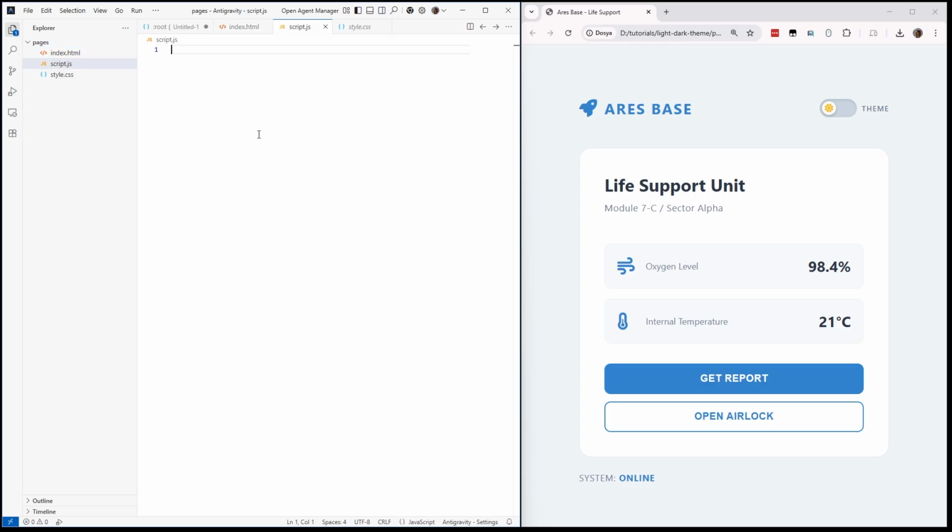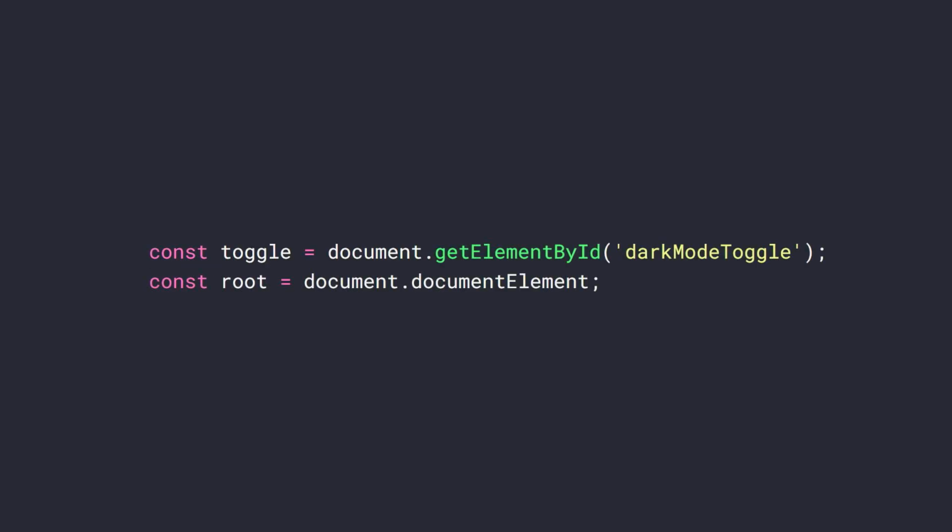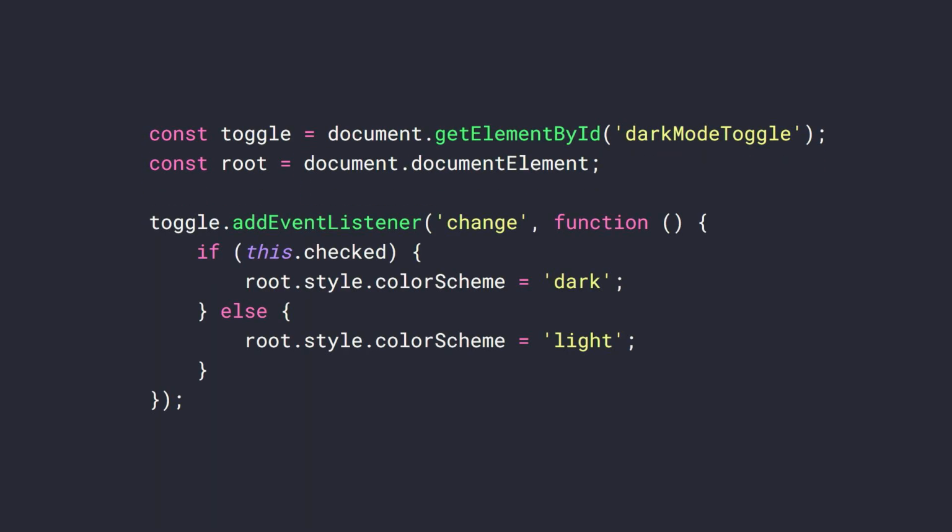Now let's open an empty script file. First, let's select our elements. We need the button and the root of the entire page. Now we add an event listener to the button. Simply put, we say if the button is on, let it be dark. If it is off, let it be light.